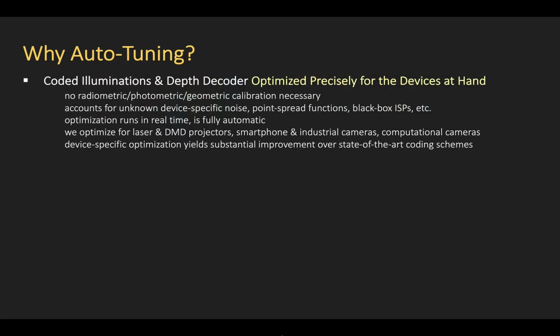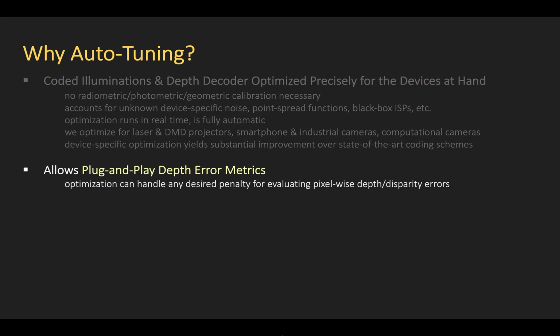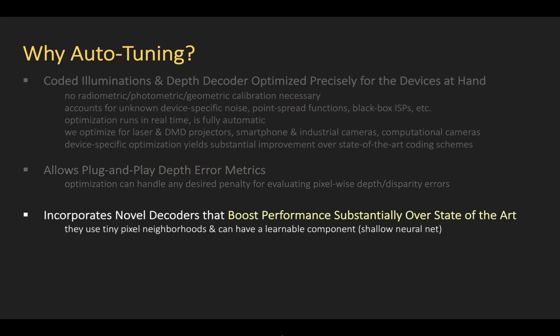Now, let's see what benefits tuning provides compared to existing works. Unlike the existing approaches, we optimize the illumination and decoder specifically for the devices in the depth imaging system, and more importantly, we do this without any system modeling or calibration of any kind. Our approach allows the user to optimize for any desired depth error metric depending on the requirement of the application. We propose two novel decoders that use neighbor pixel information, which boosts the performance of any illumination coding.